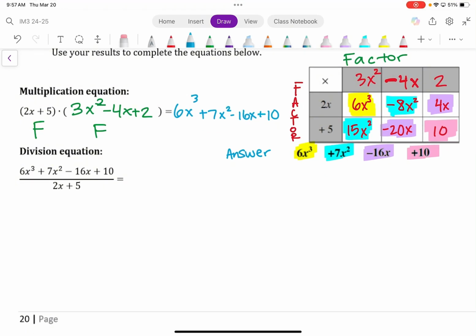That's how we do multiplication. So multiplication is a factor times a factor equals your answer. Division is the opposite. Answer divided by one factor equals your second factor. So here we have A for answer. Here we have F for your first factor. And your answer will be the second factor, 3x squared minus 4x plus 2. Try the advanced level with your team. We will do the expert level together.